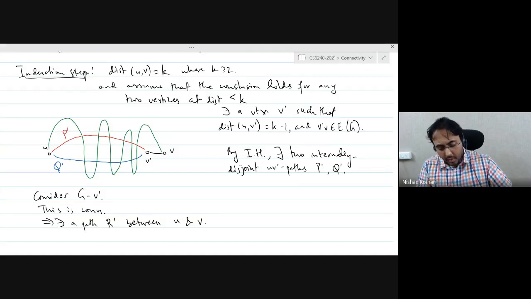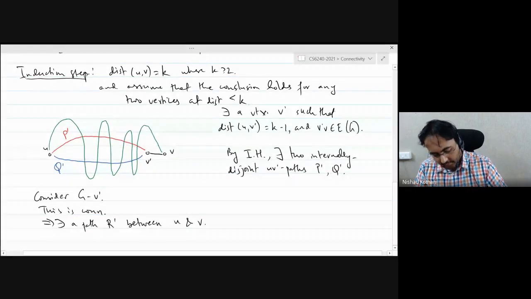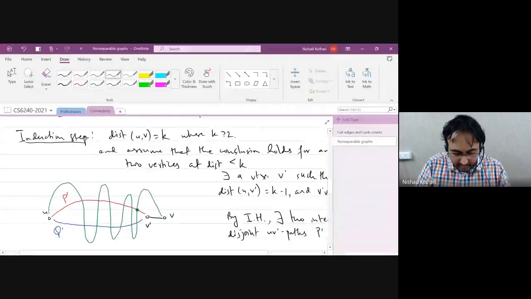So what we'll do is look at the last point where R prime meets P prime or Q prime. So in this drawing, look at this vertex here. This is the last time that R prime meets P prime or Q prime, right? And now using this vertex, I should be able to find the two paths precisely the way you suggested. So can anyone tell me what the two paths are now?